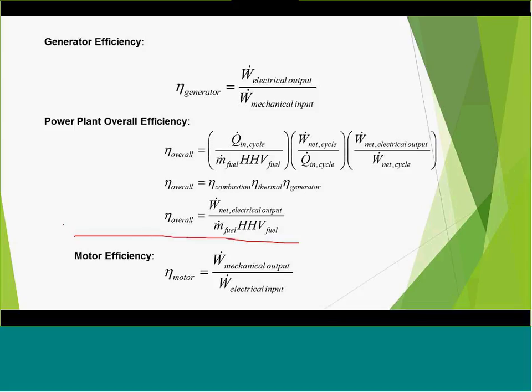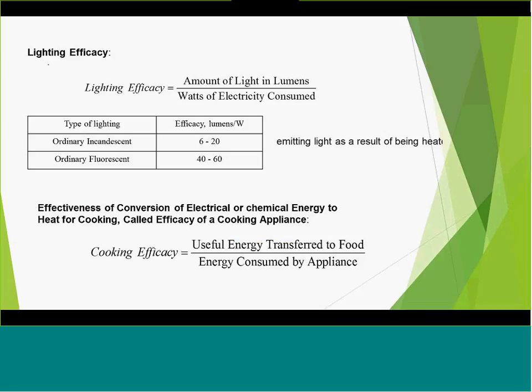Now we have lighting efficacy, meaning the efficiency of light in lumens: the amount of light in lumens per watt of electricity consumed. We also have cooking, where the useful energy transferred to the food is divided by the energy consumed by the appliance. So you can save your money, or not, after that.